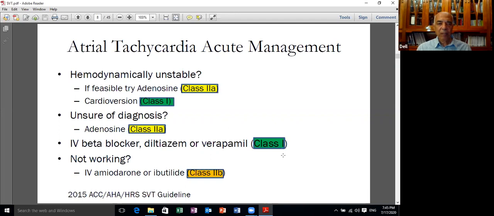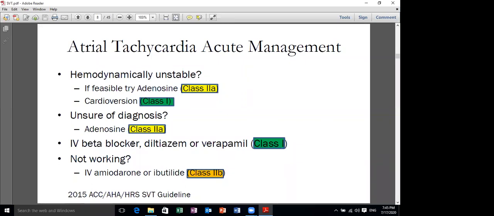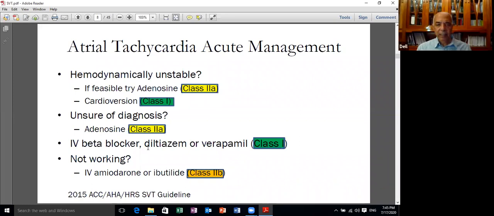If the patient is quite unstable, then cardiovert. If the patient is not responsive to cardioversion or adenosine, you can use beta blockers, diltiazem, and verapamil. The trick here is that these drugs are effective, but the important point is that they should be given in small doses and they should be given slowly. Otherwise, you will end up with hypotension, sympathetic stimulation, and the aggravation of the tachycardia. If this is not working, we move to class 3 antiarrhythmic drugs, essentially intravenous amiodarone or ibutilide.